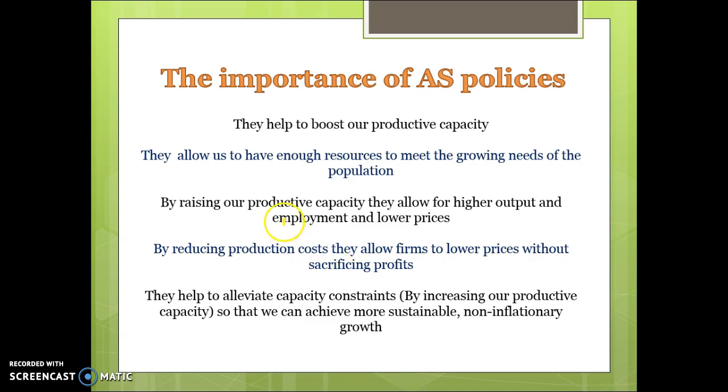Aggregate supply policies are really important because they allow us to boost our productive capacity. They allow us to have enough resources to meet our growing population, so we've got enough supply to meet that increased demand. They allow us to raise our productive capacity, which allows for higher output at lower prices. That's really important, as well as boosting employment. By reducing production costs, it also allows firms to lower their prices without sacrificing their profits. So the overall aim is to alleviate capacity constraints by increasing our productive capacity so we can achieve more sustainable non-inflationary growth. Thank you.